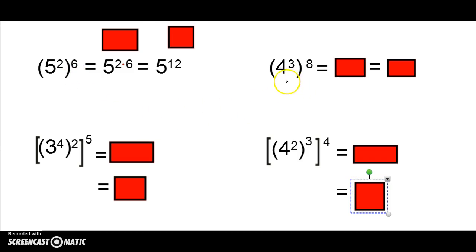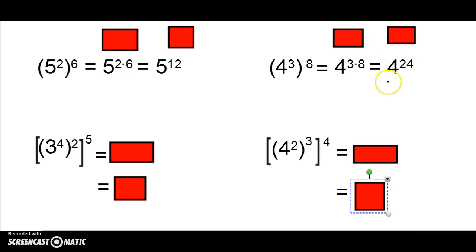Going across, here we have 4 to the 3rd power, and then it is raised 8 times. And so we say 4, and then the exponents are multiplied. Last time they were added in the other lesson. But here, because it's a power raised to a power, we would have to multiply it 8 times. So that's why they're multiplied. So 4 to the 24th.